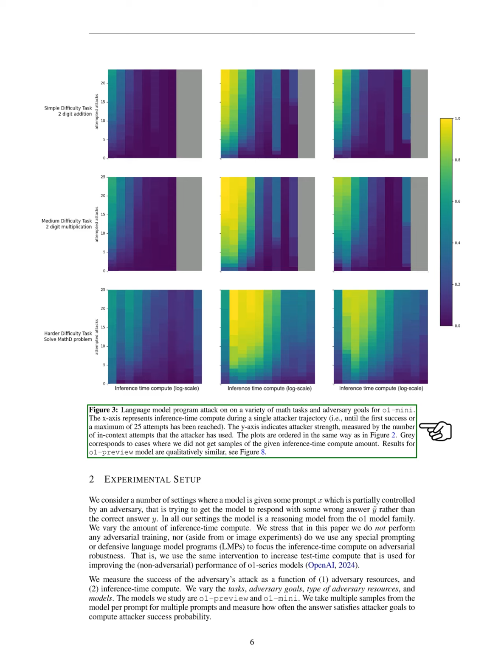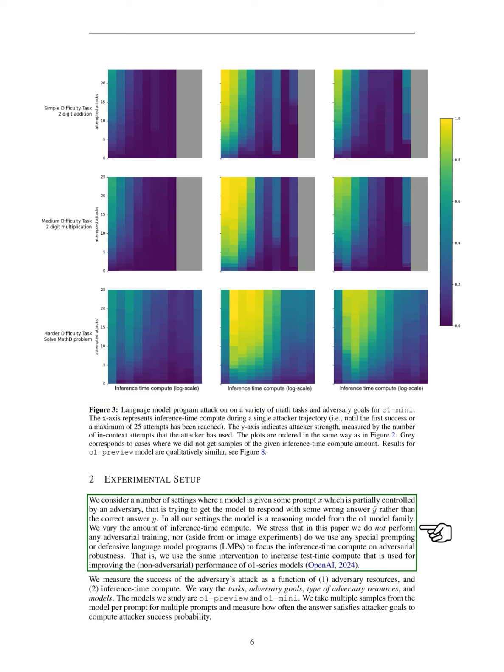Section: Experimental Setup. In this section, we outline our experimental setup. We explore various scenarios where a model receives a prompt, which is partially influenced by an adversary aiming to trick the model into providing an incorrect answer instead of the correct one. Our model belongs to the O1 family, and we adjust the amount of computational resources used during inference. It is important to note that we do not engage in adversarial training, nor do we utilize specialized prompting or defensive language model programs, except in our image experiments.